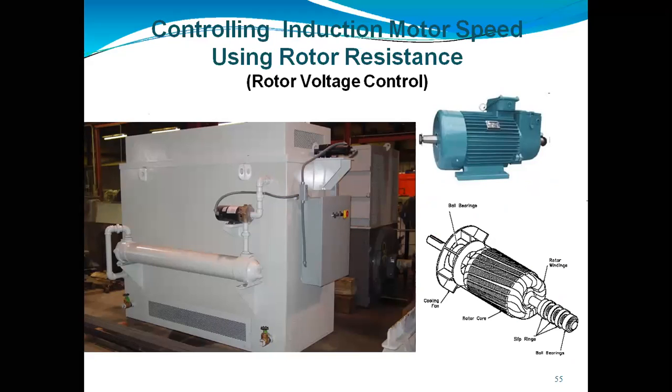Here also we are supposed to control the speed of a three-phase induction motor by controlling the rotor resistance, and here we are supposed to control rotor voltage. Practically, a three-phase induction motor will be like this. If you see its construction, it has the rotor winding. Here we have the slip rings. Rotor core will look like this.